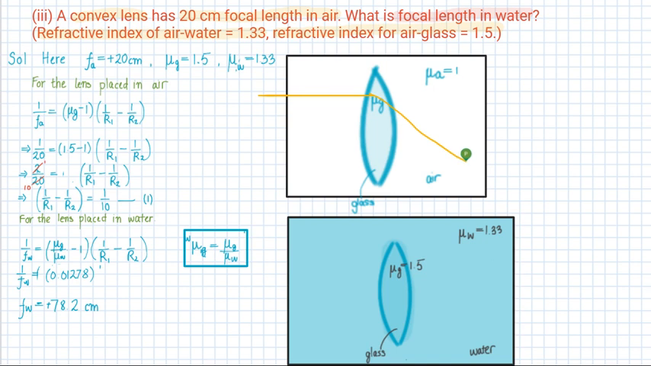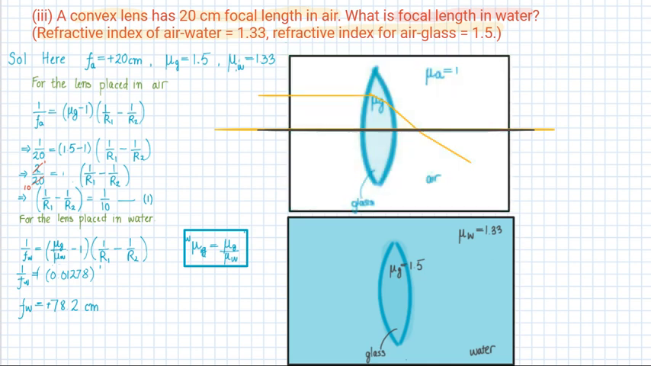Suppose this line is your principal axis. In the first case, the light will intersect the principal axis at what distance? It will intersect at 20 centimeter. This distance should be 20 centimeter.